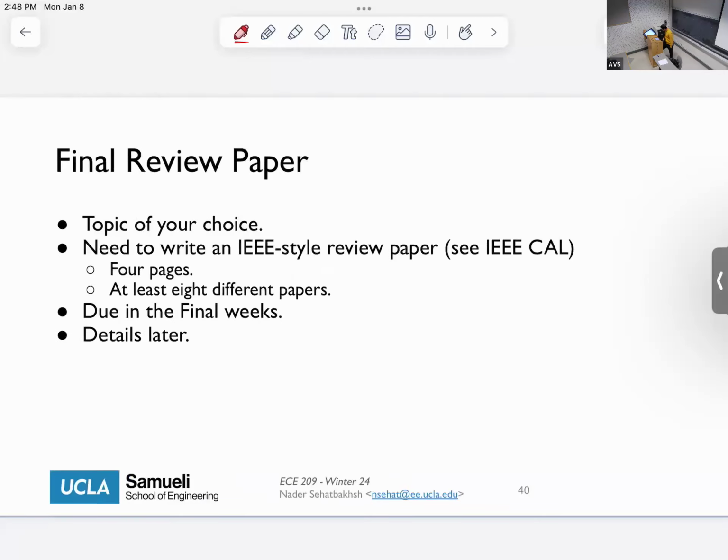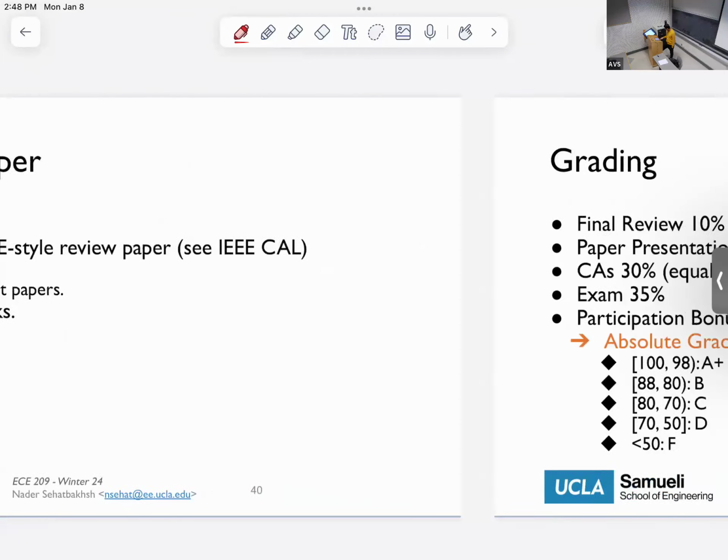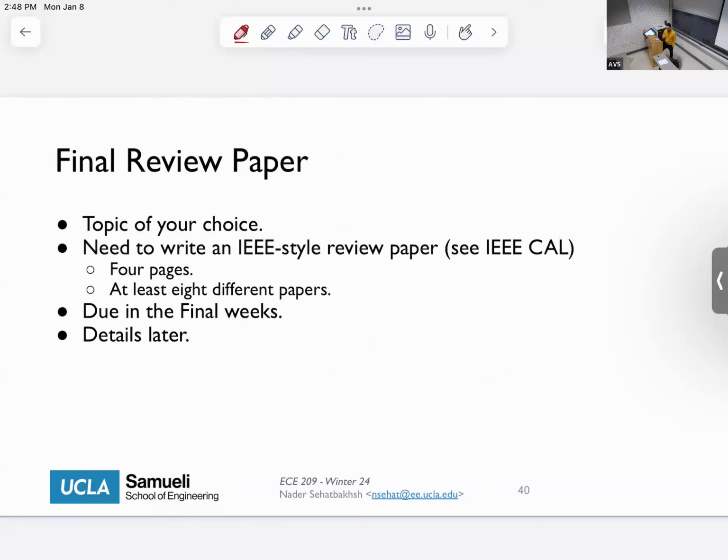And then the last part of the course elements is the final paper review. This is done after the exam. You have to write a survey article about one of the topics that you learn in the class. The topic is your choice. You have to write a 4-page review of this, which is basically reviewing 4 to 8 papers together. Okay, and it's due in finals week. I'm going to give you more details in the later half of the class. Okay.